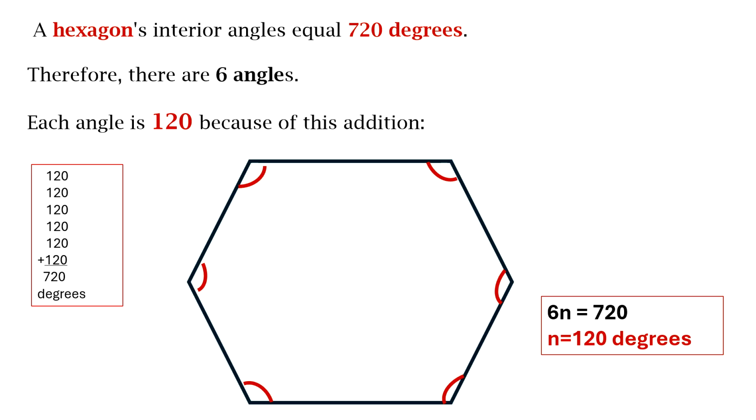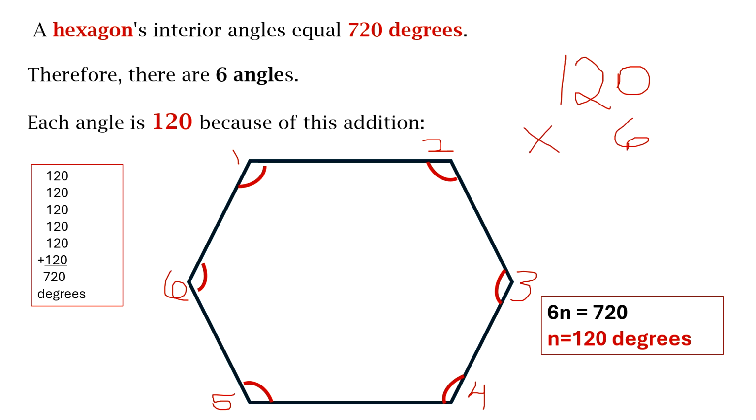This is for the next lesson. Just want you to get this here. 720 degrees is what all 6 angles have to equal. 120 times 1, 2, 3, 4, 5, 6. This is a hexagon, so there are 6 angles. So 120 times 6, 720. That's all you have to know for next time.